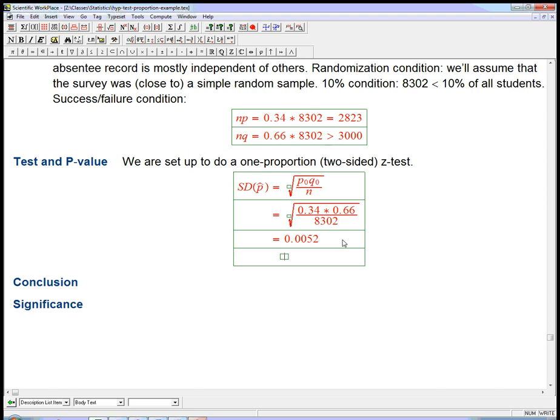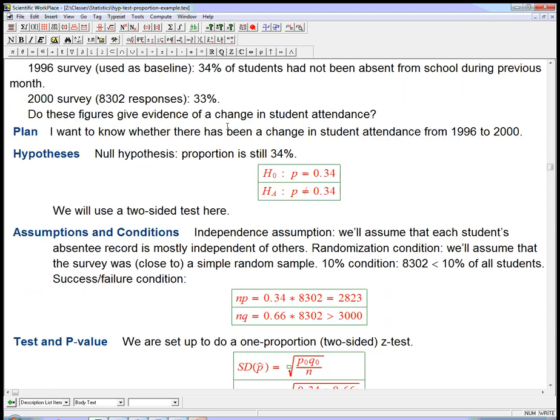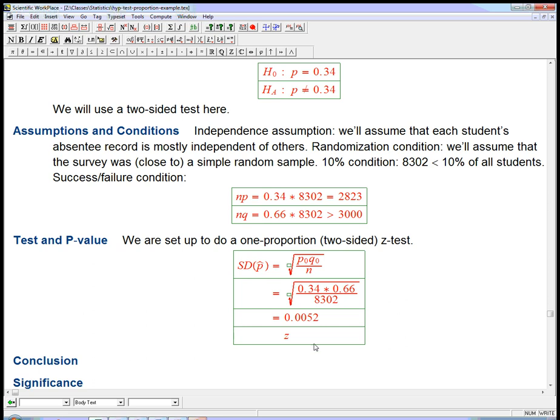It means we can now calculate the z-value. Our observed p hat, for the one sample we really did do, is 0.33, and we want to know how different that is from 0.34. Is that a little different or a lot different? Well, now we've got a ruler: the standard deviation of a normal model.